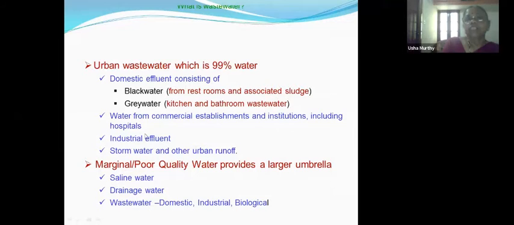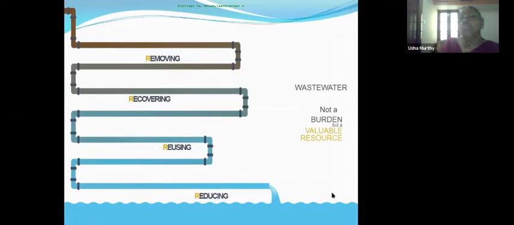That is the combination of domestic, industrial, and biological wastewater. Actually, wastewater is not a burden. It is a valuable resource when we remove the impurities, recover whatever is possible to recover, and wherever possible, reuse it. And of course, we have to reduce the generation of wastewater. If we aim at all these things, definitely wastewater is not a burden. It is a valuable resource.